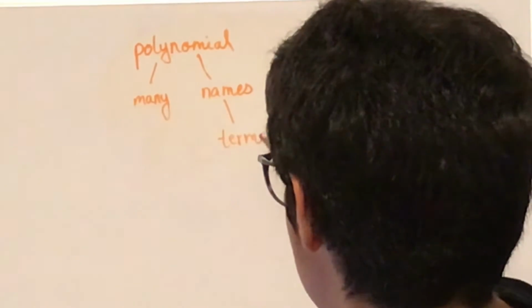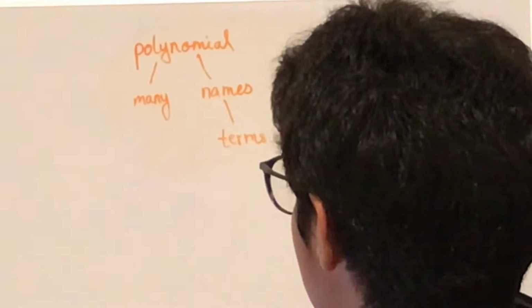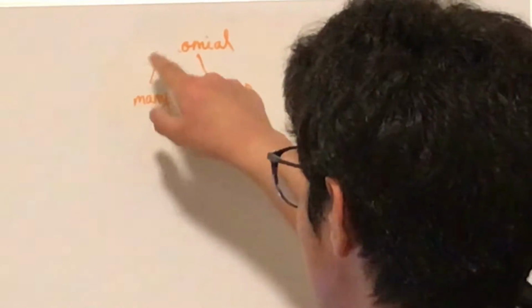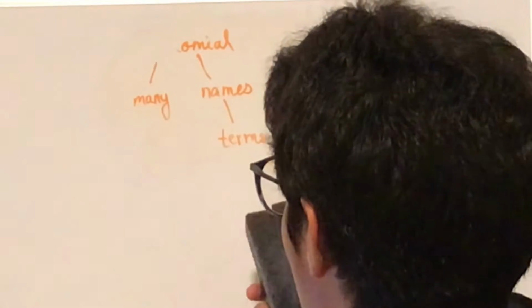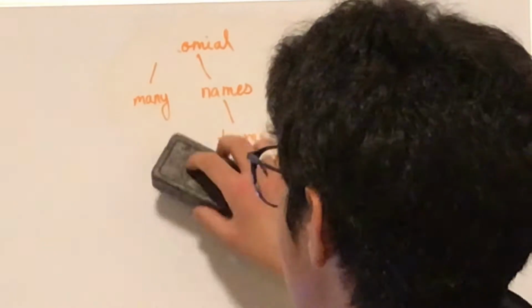So many different terms in a polynomial, and of course you can change this to make it like bi, which is 2, so 2 terms, and then mono for 1, and then 1 term, tri for 3, and then the 3 terms. But I'll talk about that a bit later.